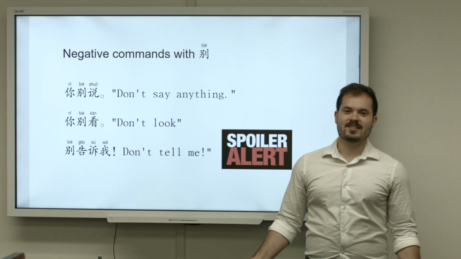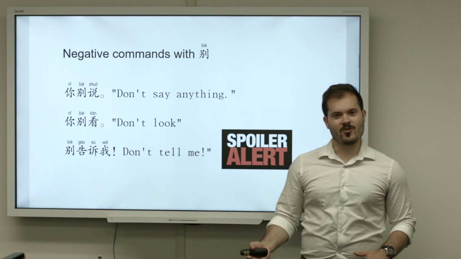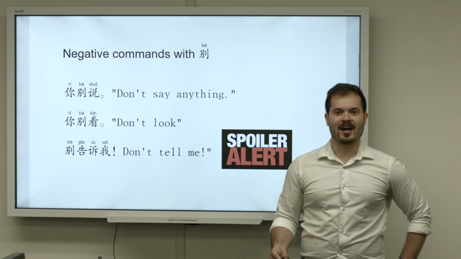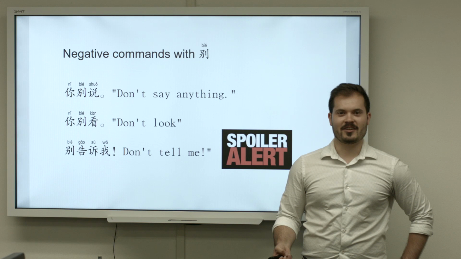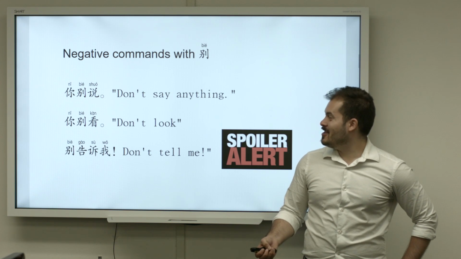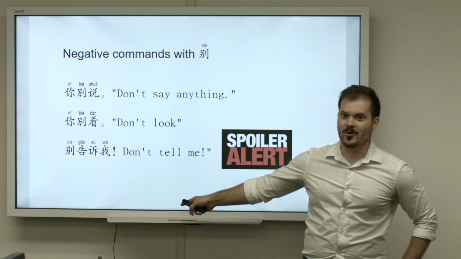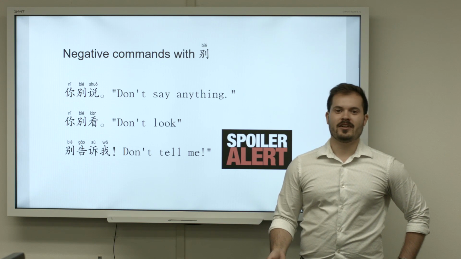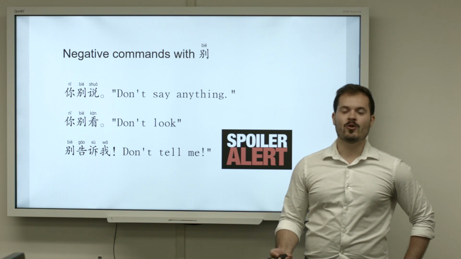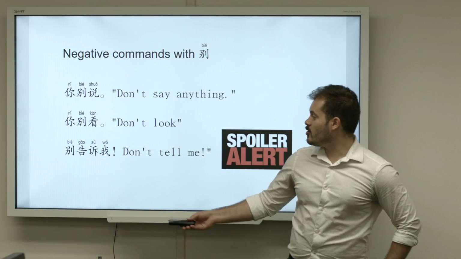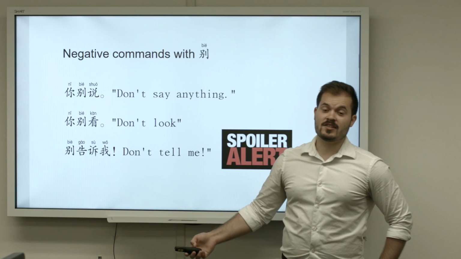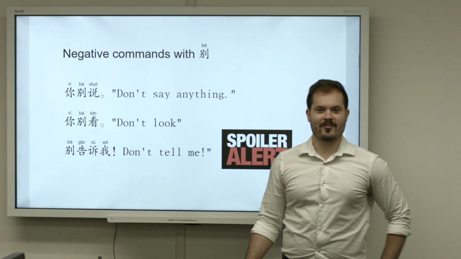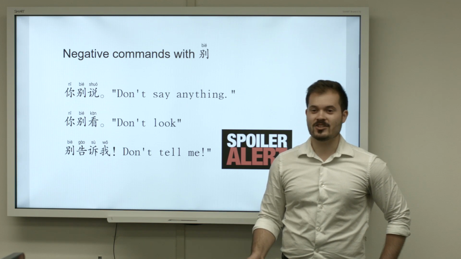But not every 别 sentence is so soft in tone. Sometimes they come off a little bit harsh. So something like 你别说吧, like don't say anything. Or 你别看, don't look. Or 别告诉我, don't tell me. These are all negative commands. And we use 别 in the same way that we use don't in English. In fact, if you look, the structure of these sentences is exactly the same as English. So this is kind of a nice video. Everything is structurally the same as English.